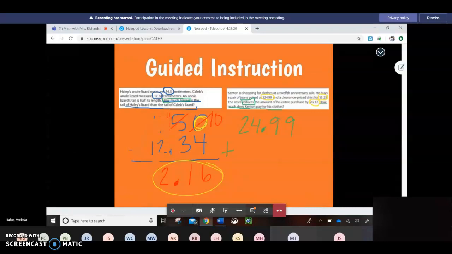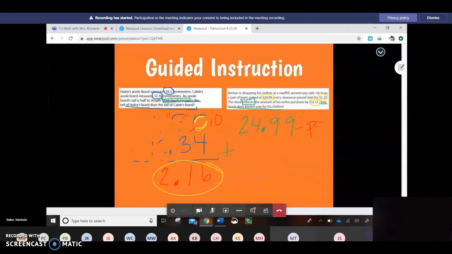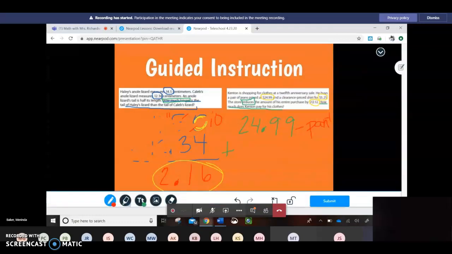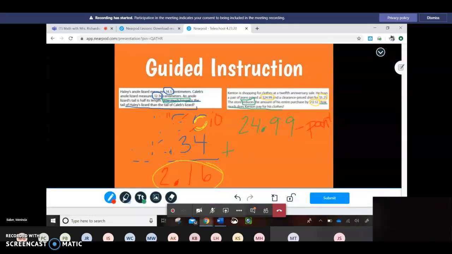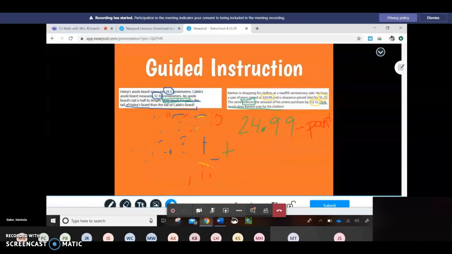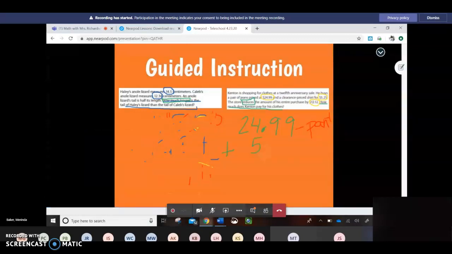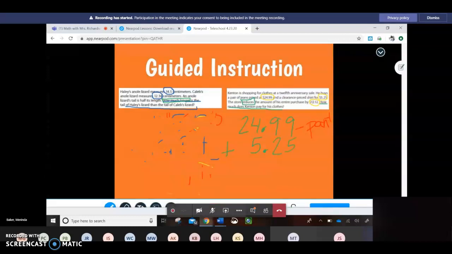How do I know I need to add these two numbers together specifically? Because what does 24 and 99 represent? His pants. Yes, make sure that you know what 24 and 99 represents, the pants. And why am I adding 5 and 25? Because it's how much the shirt is. And we still want to figure out how much he bought for his stuff. So yes, that is true. 5 and 25 hundredths represents the shirt.